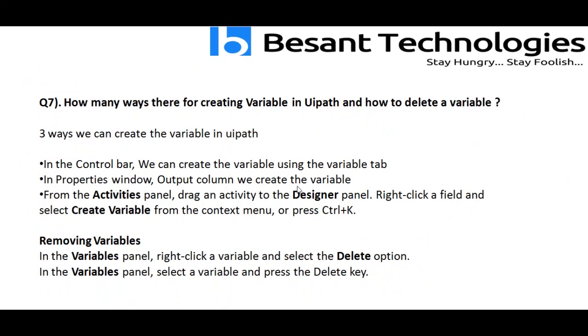So the seventh question is, how many ways are there for creating a variable in UiPath and how to delete a variable? So there are three ways to create a variable in UiPath. I'll show you that.